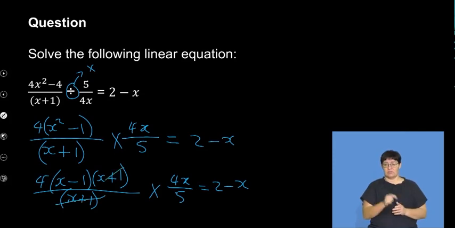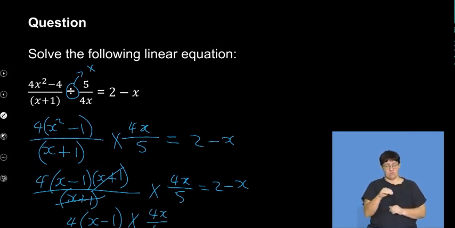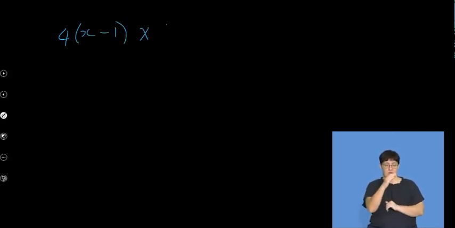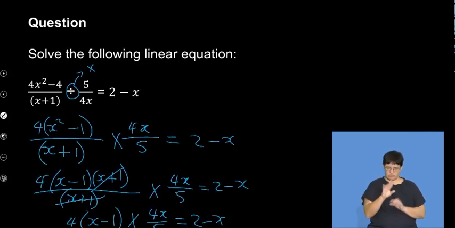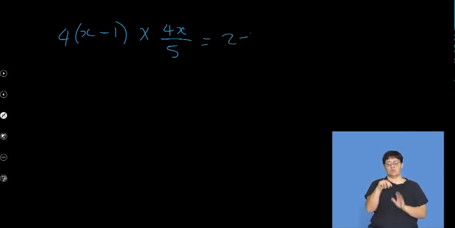So this and that I will need to divide because they are the same, so they will cancel out. And then I will be left with just the 4 into x minus 1 multiplied by 4x over 5 equals to 2 minus x, right? Let me just rewrite it here so that I have enough space. So I said it's 4 into x minus 1 multiplied by 4x over 5. Let me just verify. Yes, which is equal to 2 minus x.